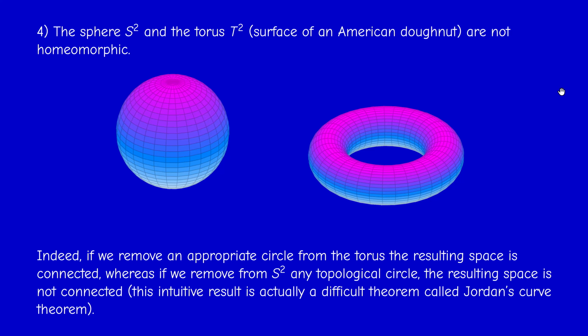And the point that a circle divides the sphere into two connected components should be intuitively clear, but surprisingly it's a difficult theorem, known as the Jordan curve theorem. But proving this theorem will require advanced tools from algebraic topology. So this concludes the list of examples.